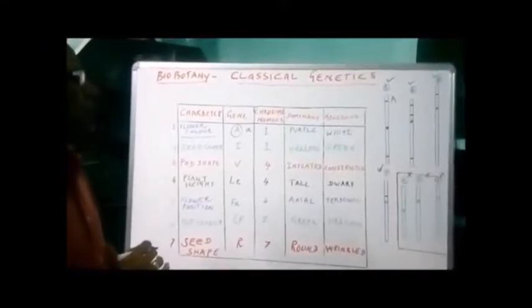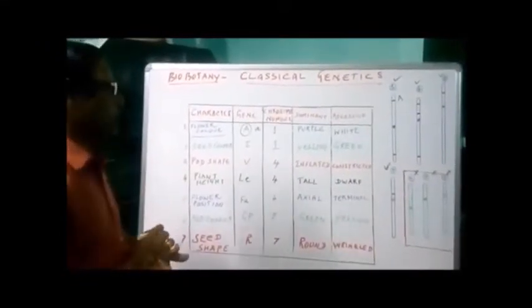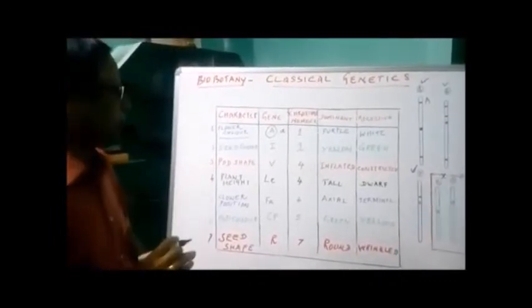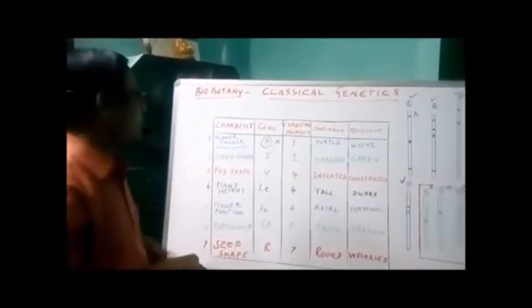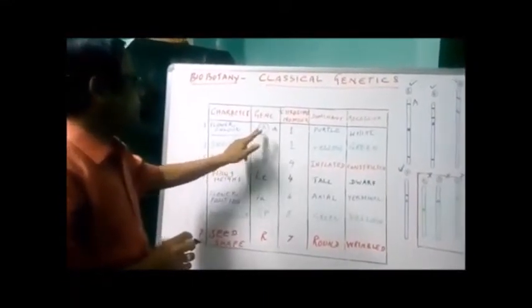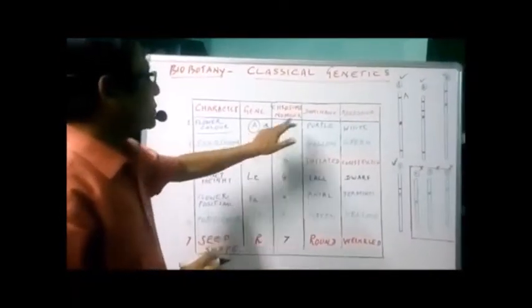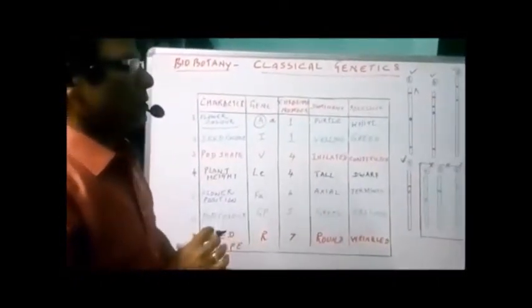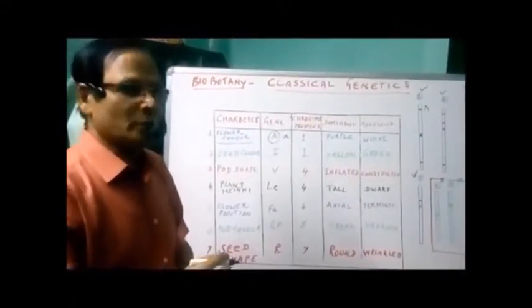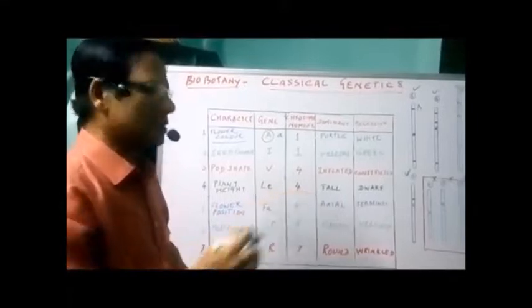Here the dominant character is purple in contrast to the recessive character white. So purple flower color is dominant over white flower color. The gene for that color is located in chromosome number 1, and that is the dominant gene A that produces the purple color. When it is in mutant form, it produces only the white color. This gene is responsible for the production of anthocyanin pigments which give colors to the flowers.